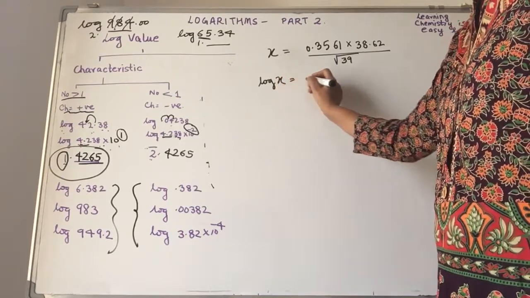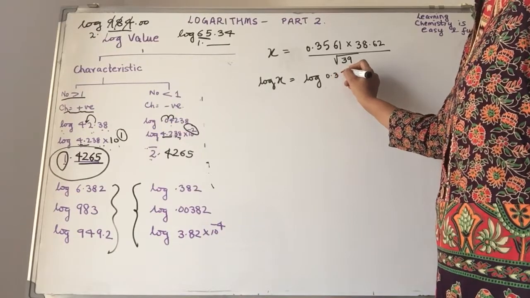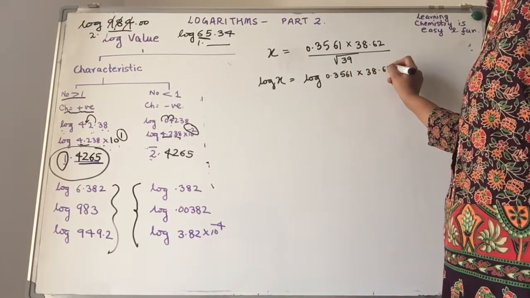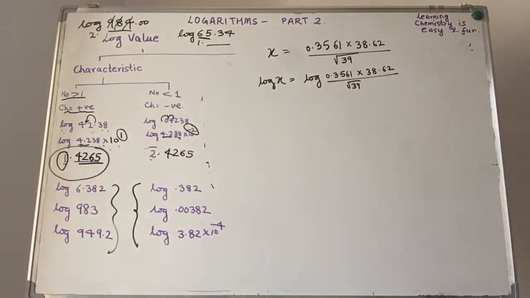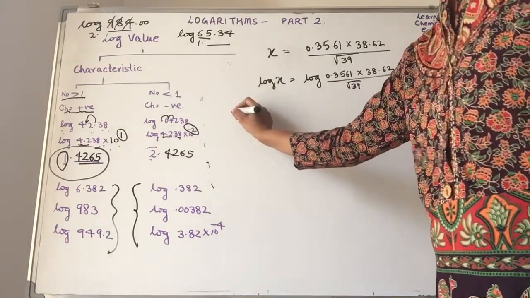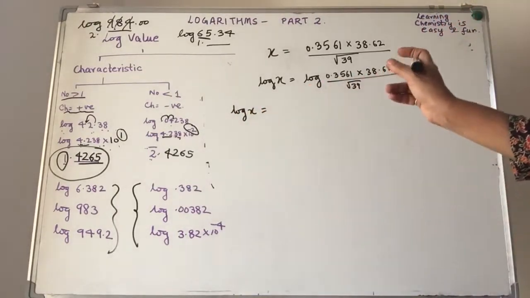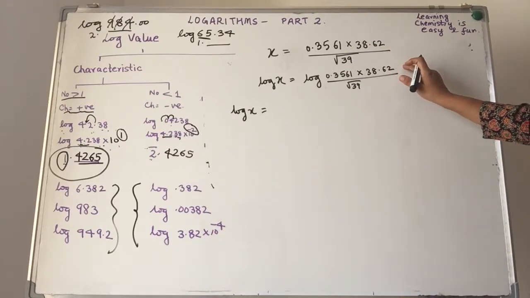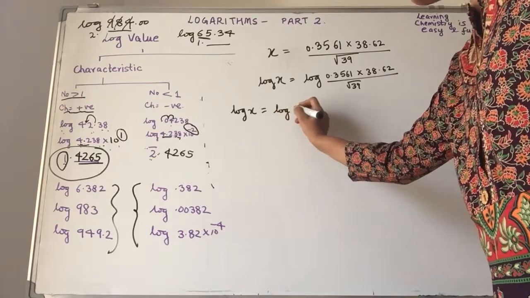So log x is equal to log of 0.3561 into 38.62 divided by root of 39. Correct? Simply taking log on both sides. Now, the next step is to expand. Now, from your knowledge of the first video, these are being multiplied. So, what sign will they have when I write it in an expanded logarithmic form?